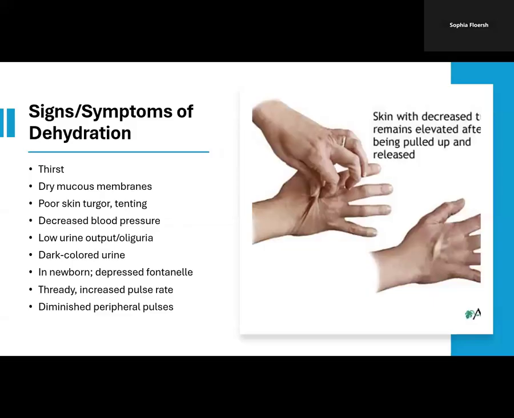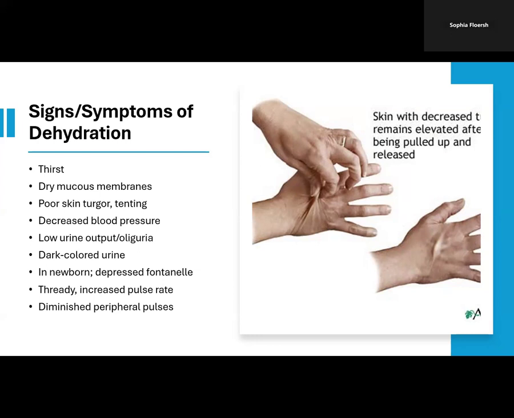Then we've got our signs and symptoms. Obviously, thirst. They've lost a lot of fluid. Their hypothalamus is going to say, hey, I'm thirsty, so they should feel thirst. Now, what I will say is older adults don't always feel thirst, so you have to watch out for them. Dry mucous membranes. Always look at your mucous membranes to see, are they dry through here? Or skin turgor. Tenting of the skin, that's an assessment data.